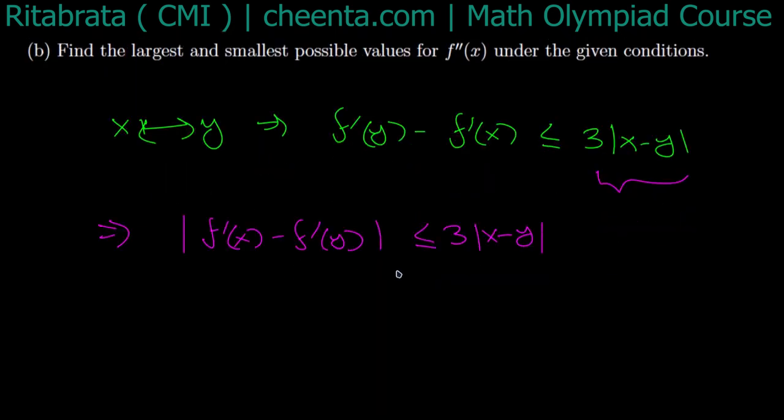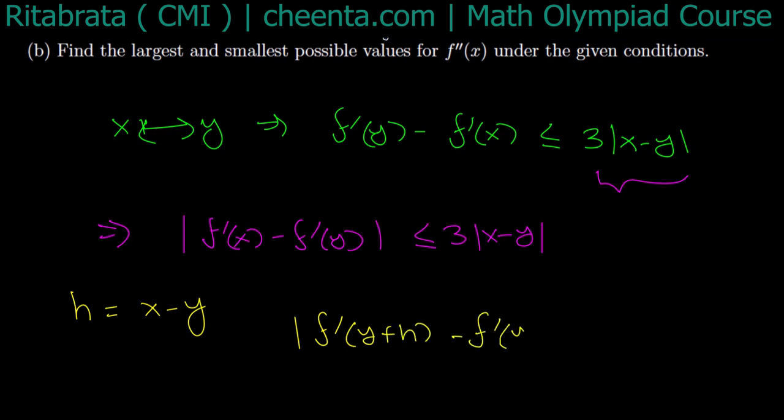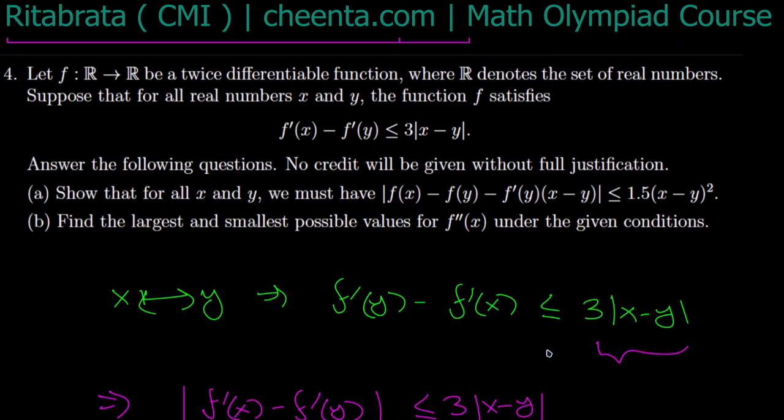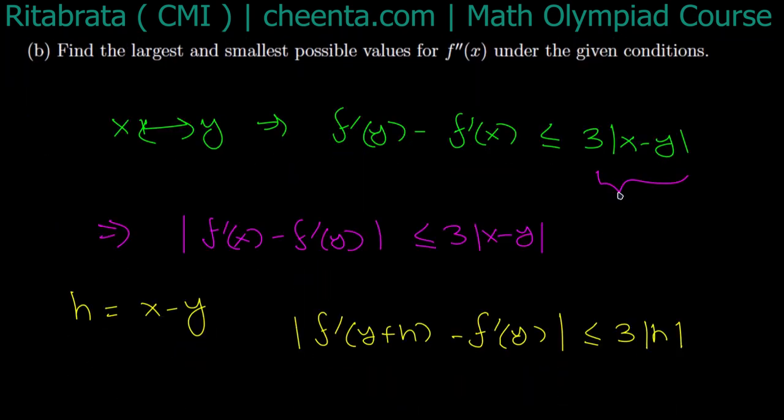For simplicity of notation, I assume that h equals x minus y. So in this case we have mod of f dash of y plus h minus f dash y less than or equal to 3 times mod h. I have to keep the f dash y here because what I have to prove involves f dash y, so I need to involve that in some way. So I have to fix y and integrate over some x or h, whatever.